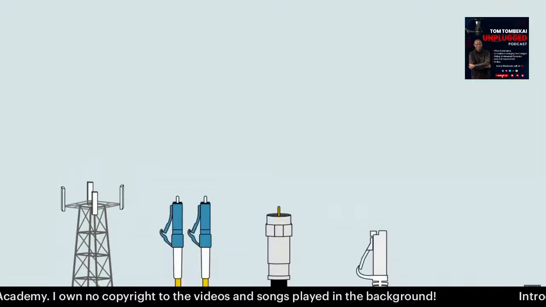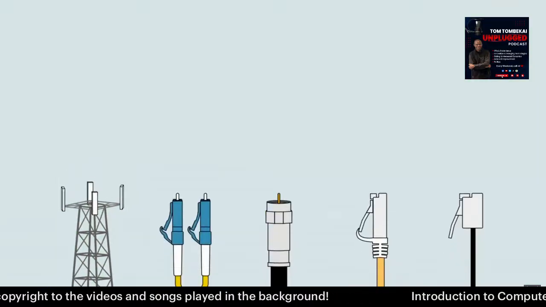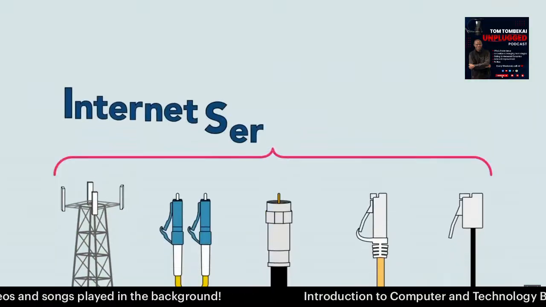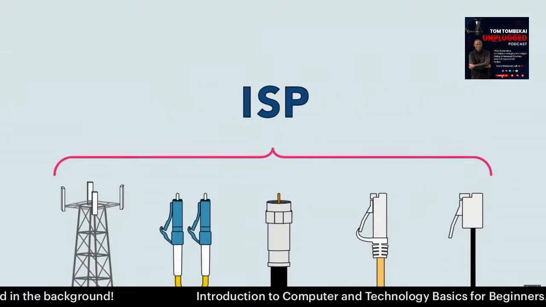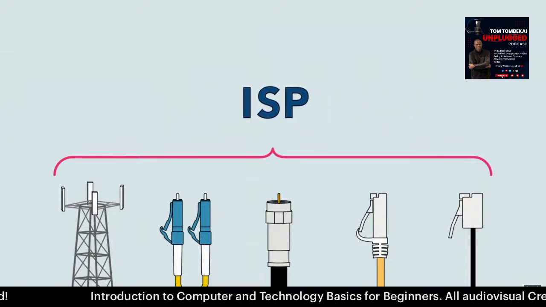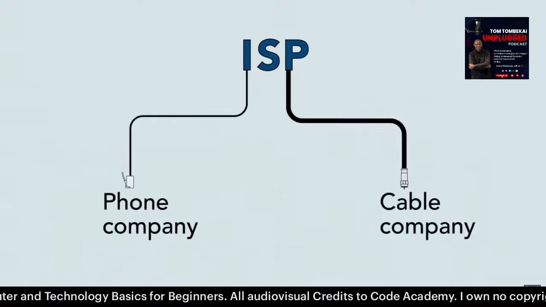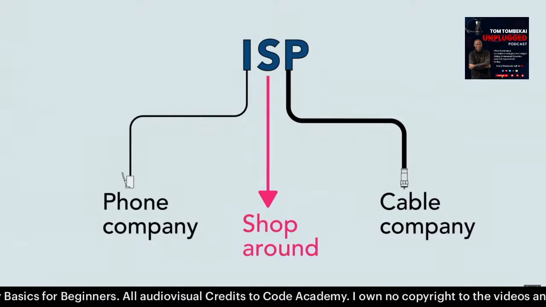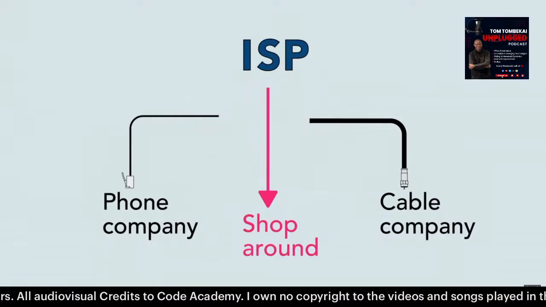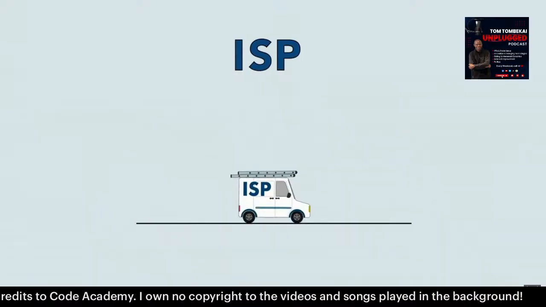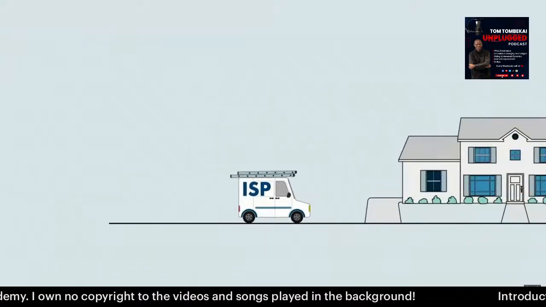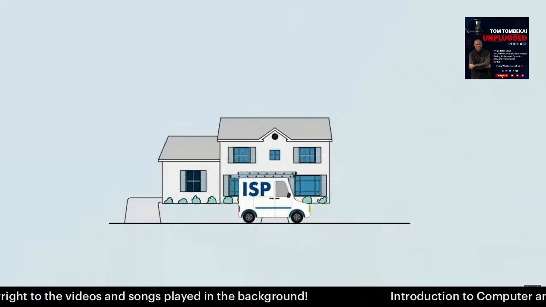No matter what kind of internet service you choose, you'll need to purchase it from an internet service provider, or ISP. Chances are you can buy internet service from your phone or cable company, or you may want to shop around for a better price. Your ISP will guide you through the entire process of connecting to the internet. They will usually need to send a technician to your home to turn on your connection.